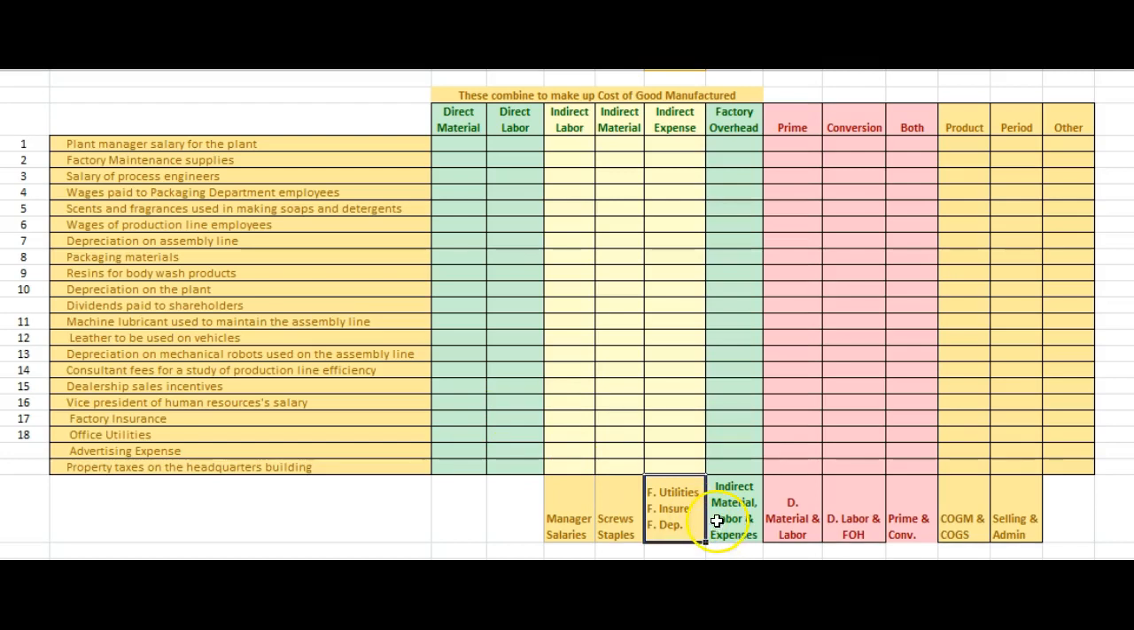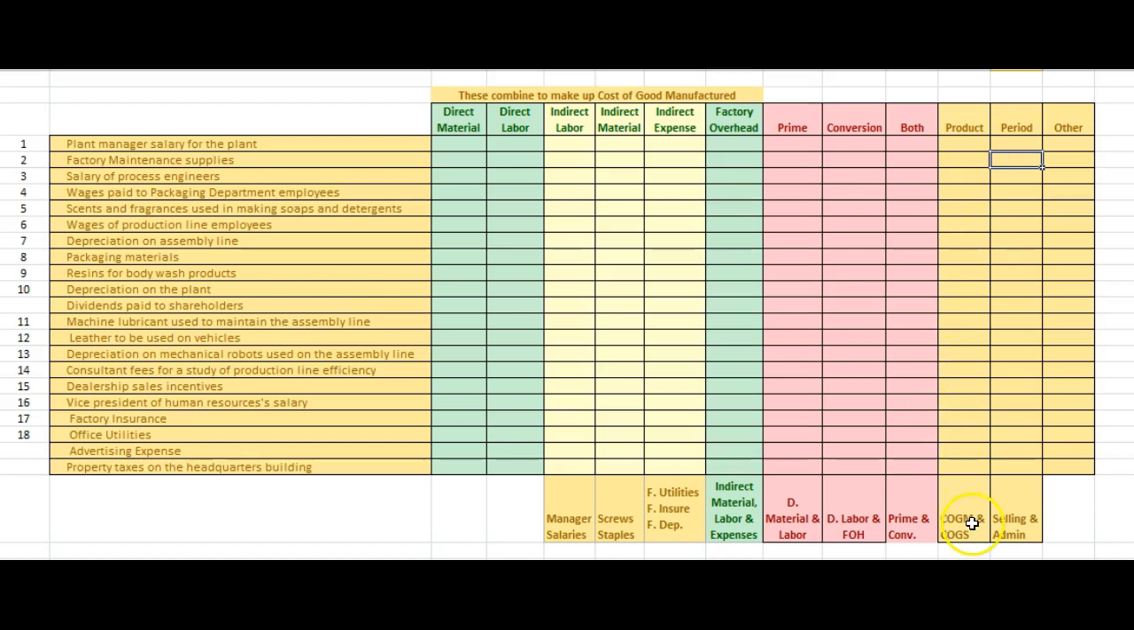And these three right here, the indirect labor, material, and expense, make up the factory overhead. So if it ends up in one of these categories, it's going to end up in factory overhead. The prime and conversion are just used for statistics and measurements that you use outside of the reports. And the product and period cost just kind of tell you where that cost falls within an income statement.